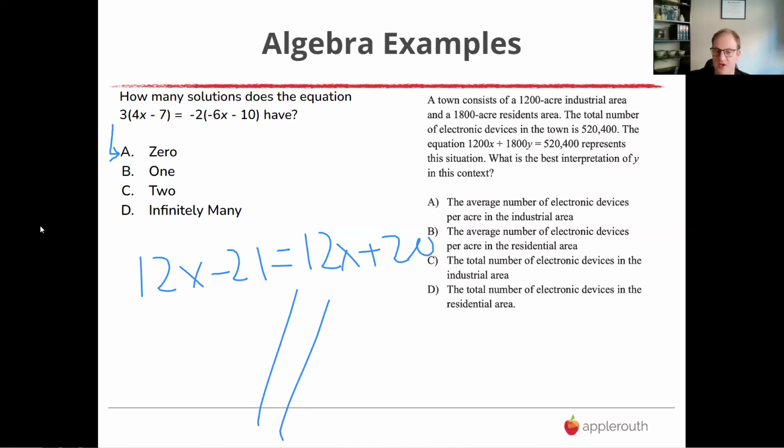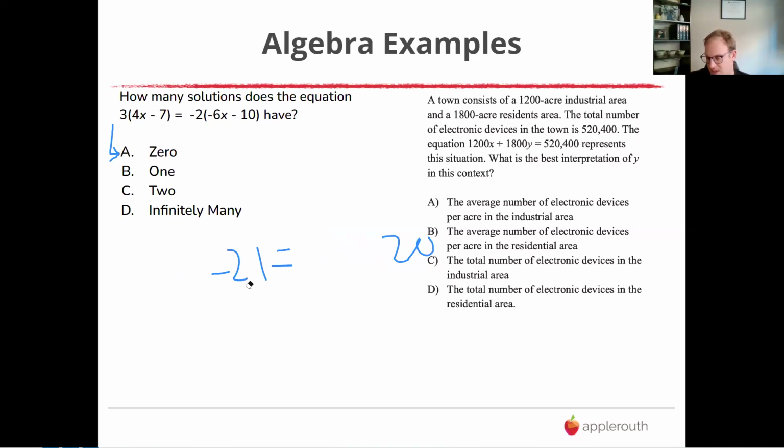Mathematically, we could have continued here by subtracting 12x from both sides, because then you're left with minus 21 equals 20, which, no, it doesn't. Right, because then you get negative 41 equals 0, which makes no sense. Here, though, I think the easiest way to do it by far would be graphing it as two separate lines.